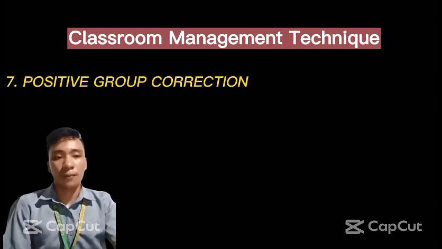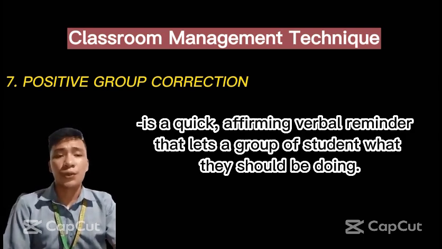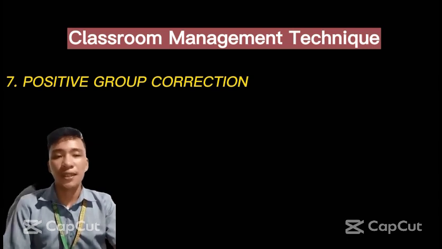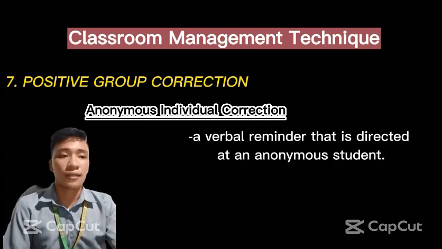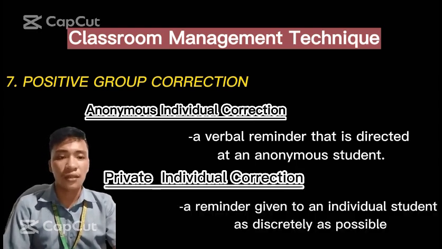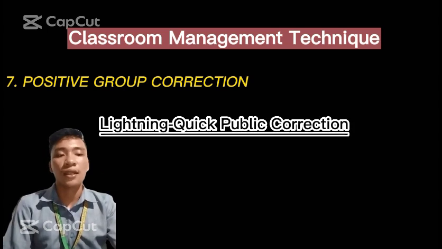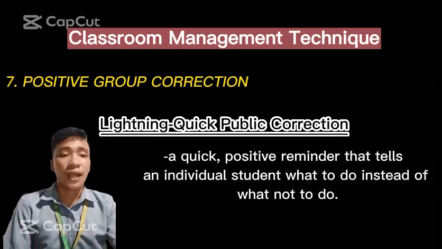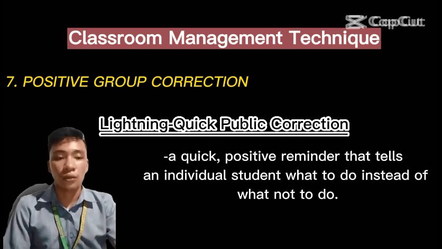Seventh are positive group corrections, a quick affirming verbal reminder that lets a group of students know what they should be doing. Related techniques are anonymous individual correction, a verbal reminder that is directed at an anonymous student; private individual correction, a reminder given to an individual student as discreetly as possible; and lightning quick public correction, a quick positive reminder that tells an individual student what to do instead of what not to do.